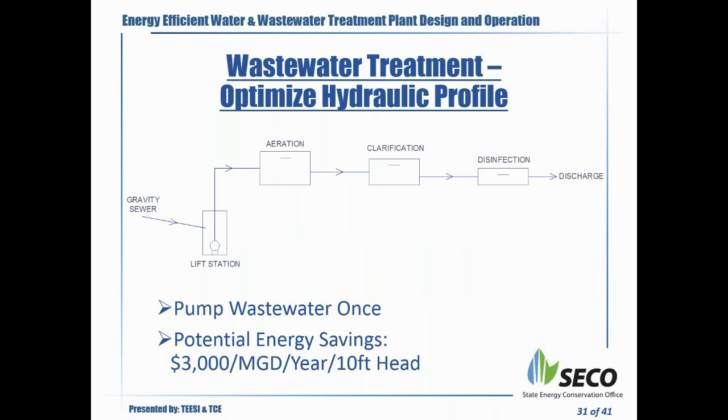So in optimizing the hydraulic profile of a plant, typically a wastewater plant would have a main lift station, pump up to the aeration basin, and let it flow by gravity through the entire plant. So you'll have aeration, clarification, disinfection, and discharge. Rule of thumb, you only want to pump your wastewater one time at a plant, and your potential energy savings are approximately $3,000 per MGD per year for every 10 feet of head that you have to pump.